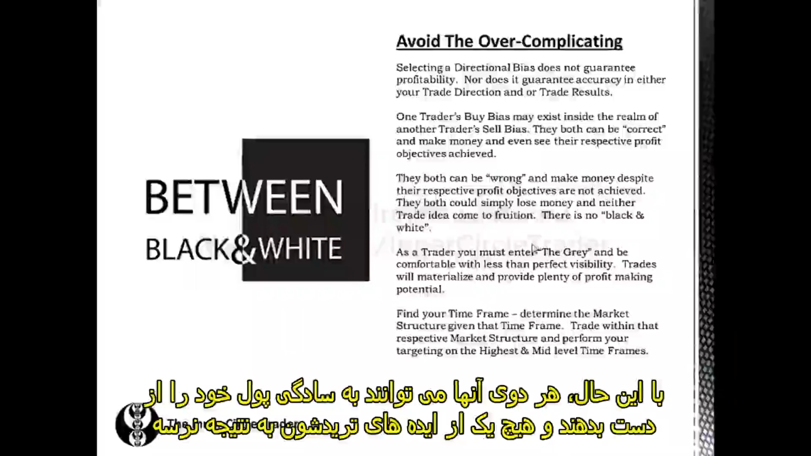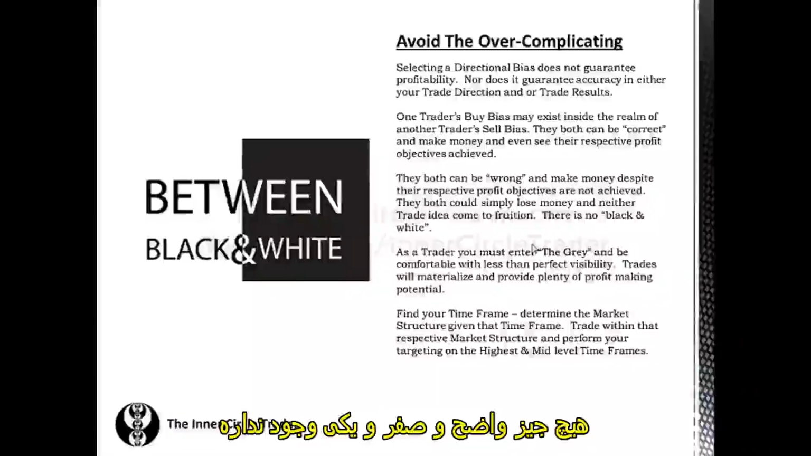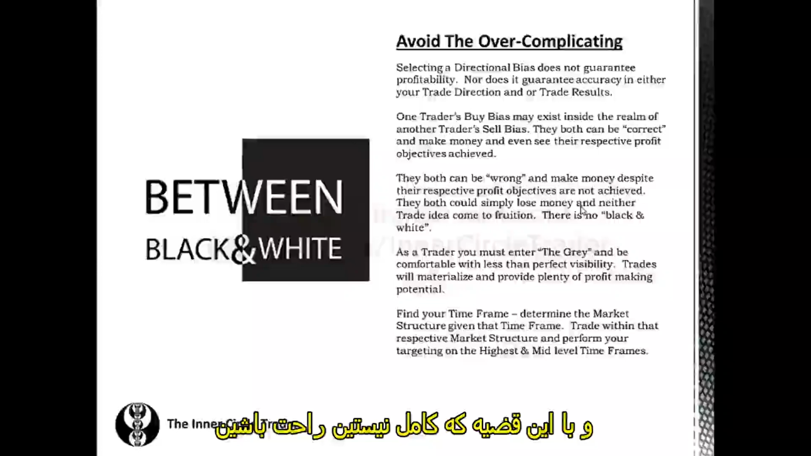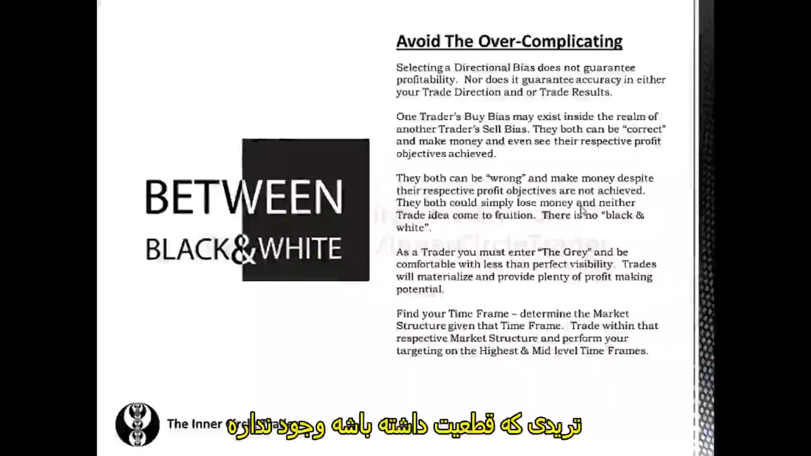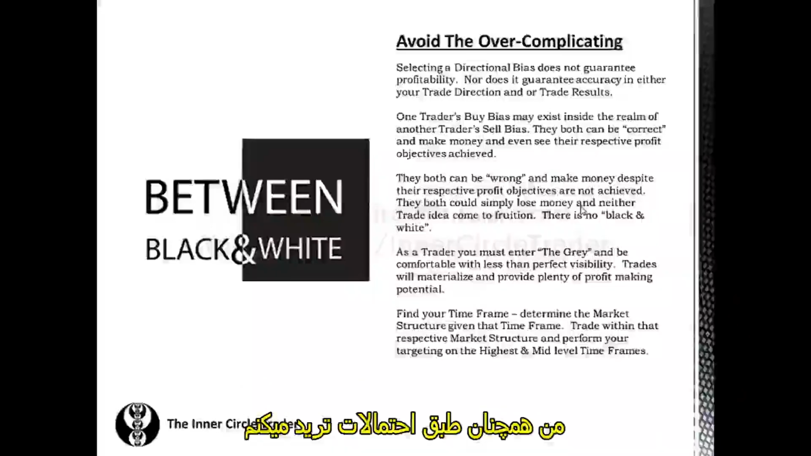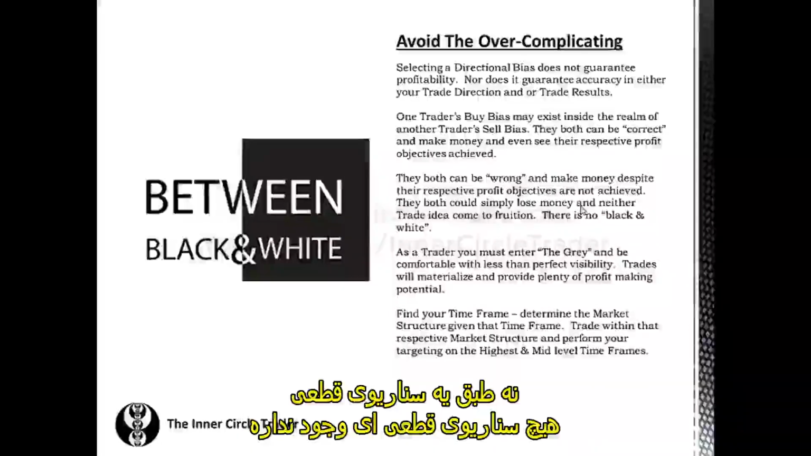However, they both could simply lose money and neither trade idea come to fruition. There is no black and white. It's very important you understand that. As a trader, you must enter the gray and be comfortable with the less than perfect visibility. Trades with the foresight that you're expecting don't exist. Nobody has a crystal ball. I don't have it. I'm still trading on the probabilities, not the perfect scenario. There's no perfect scenario, okay?